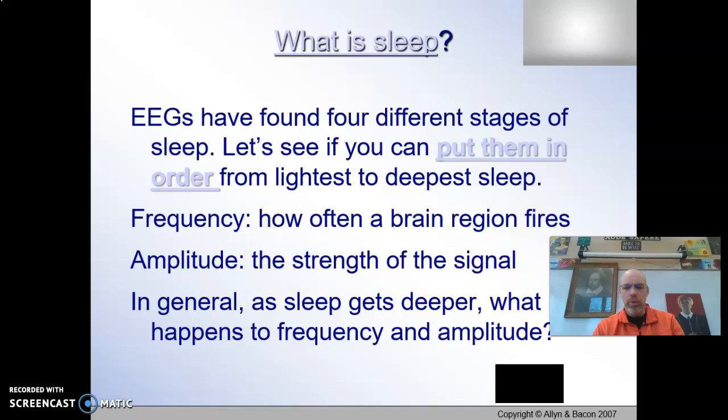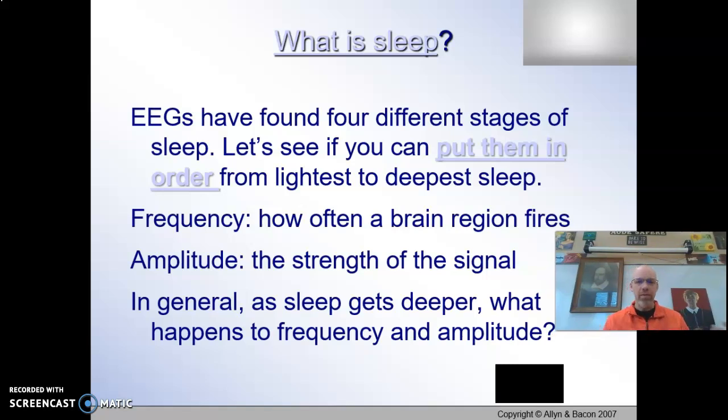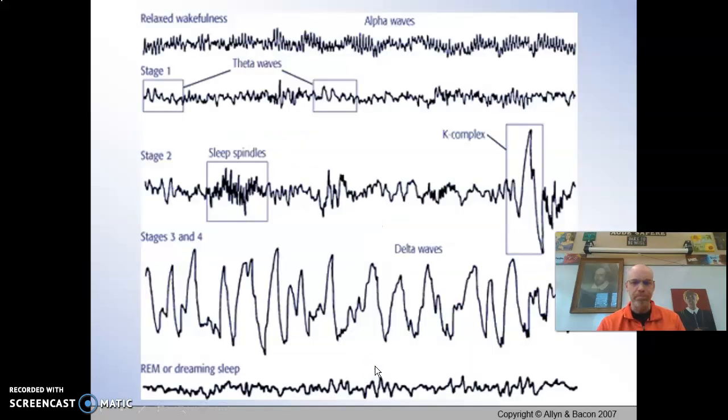So when we talk sleep, we're going to talk about waves again. Remember the EEG measuring electrical activity in the brain? Well, we're going to look at frequency and amplitude of those signals. And so in general, as sleep gets deeper, the question is, what happens to frequency and amplitude? Well, let's find out on the next slide. Here we have relaxed wakefulness. Those are called alpha waves. They're pretty short, so the amplitude's low, and they're very frequent, high frequency.